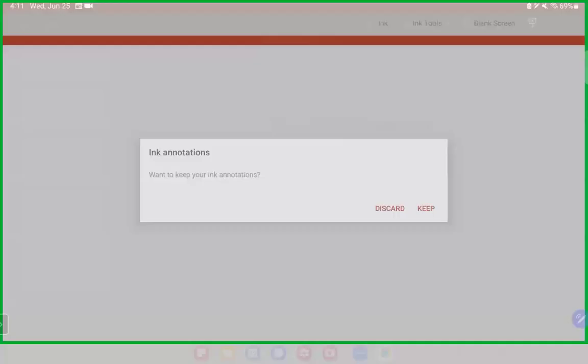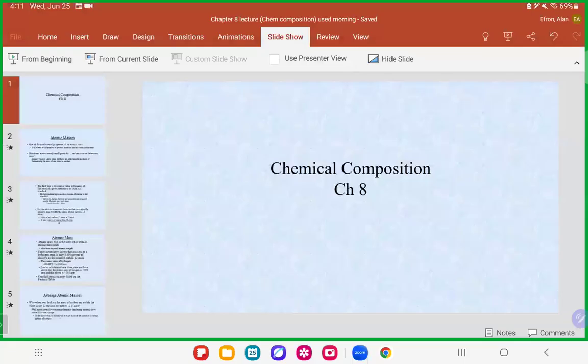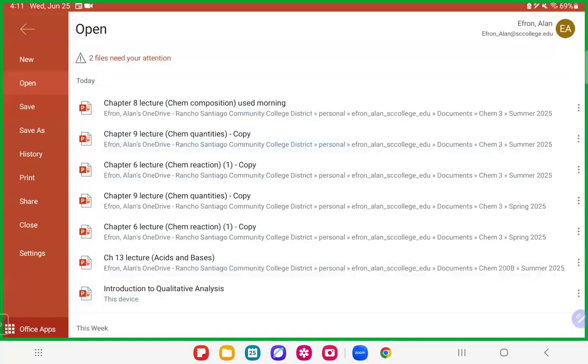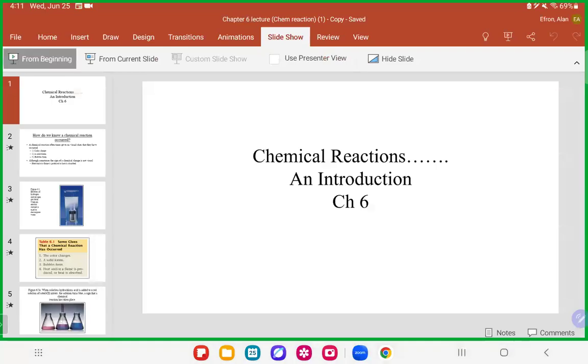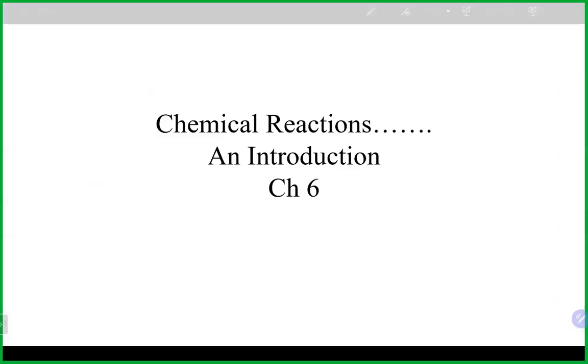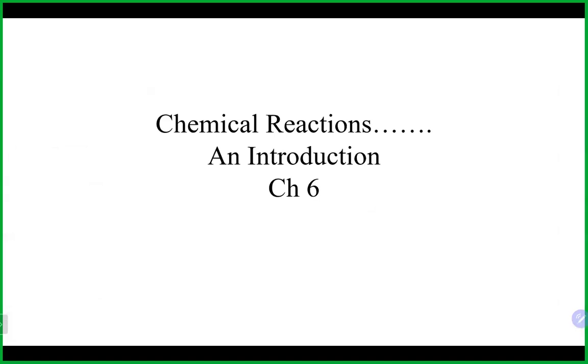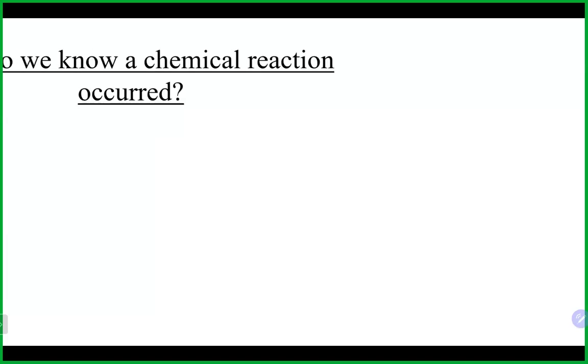We are going to then roll backwards, actually. We're going to go to chapter 6 now. Chapter 6 is a super small chapter. It's all about chemical equations, basically, and balancing chemical equations. So let's talk a little bit about chemical reactions.